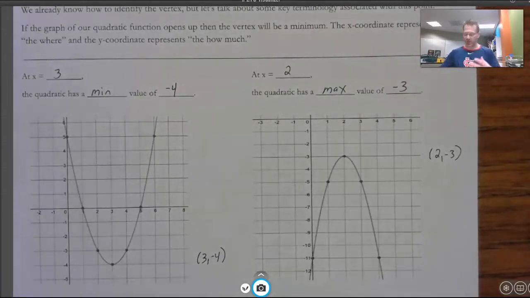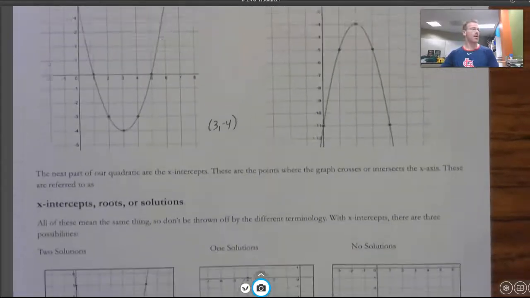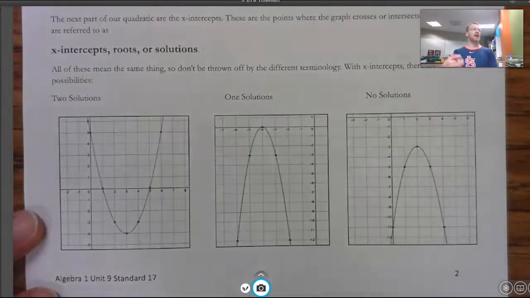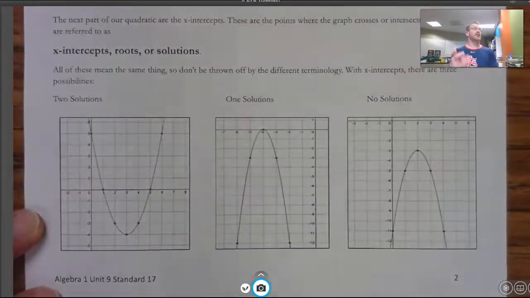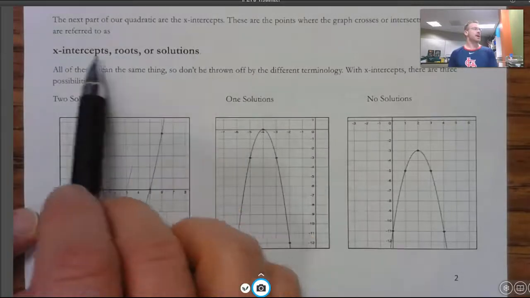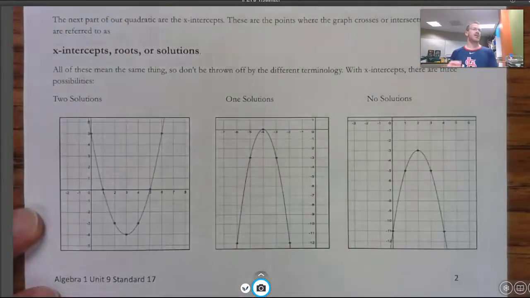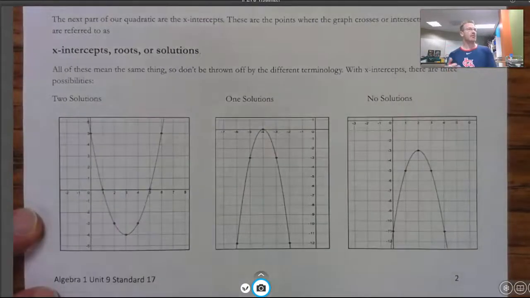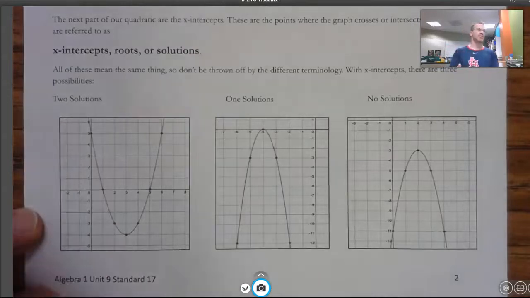And the final new piece of information here is where does our graph intersect the x-axis? We call those x-intercepts or roots or solutions. So when we solve an equation and it's equal to 0, we're finding the x-intercepts or solutions. These three terms are all synonymous, they mean the same thing, it's just different context. Typically when I'm graphing, I'm looking for x-intercepts. When I'm looking at an algebraic problem with just an equation, I'm looking for solutions.